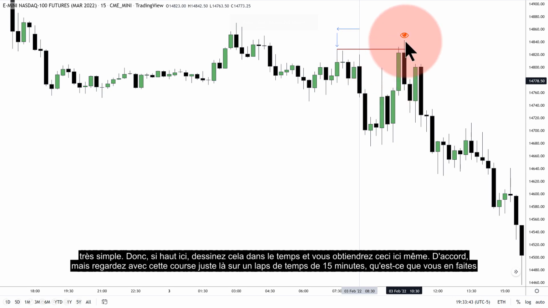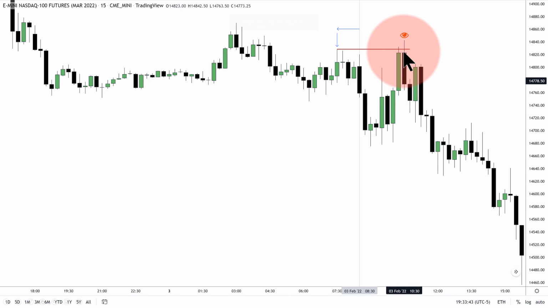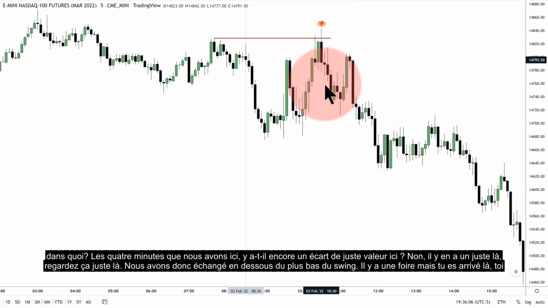With this run right there on a 15-minute time frame, what do you do with it? Well, you start stripping down from a top-down 5-minute, 4-minute, 3-minute, 2-minute, 1-minute. So once you have this level on your chart on a 15-minute time frame, you drop down to your 5. Everything's transposed from the 15 to the 5-minute. You can see it trades above it here, and the market starts to trade lower. When it's trading lower in here, you're going down into what? The 4-minute.